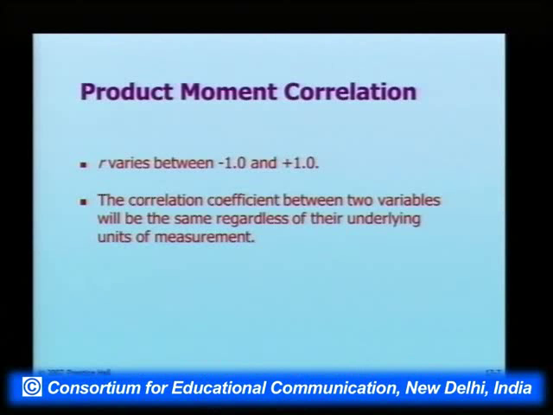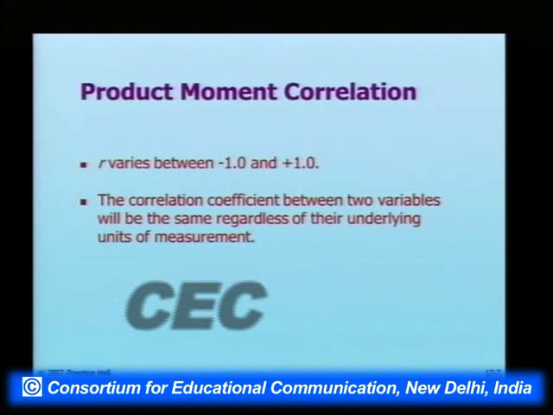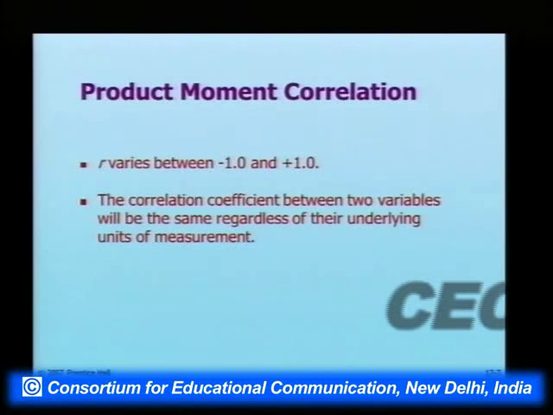As I mentioned earlier, the value of R varies between -1 and +1. It is incorrect to say that it varies between 0 and 1, because the correlation or relationship between two variables can be positive as well as negative. -1 is perfect negative correlation and +1 is perfect positive correlation. All the values range between -1 and +1.